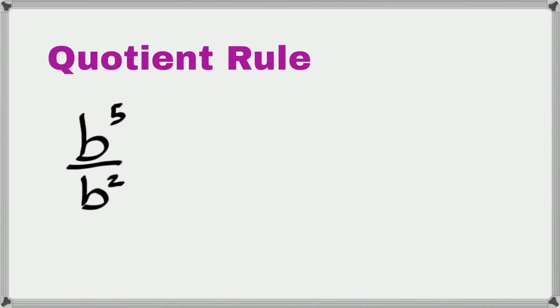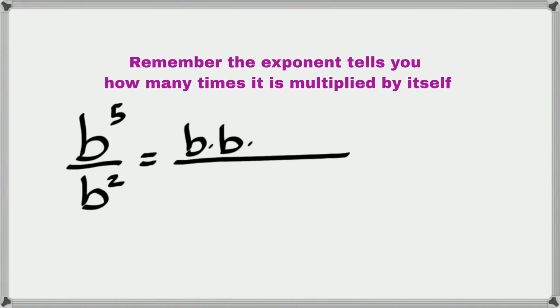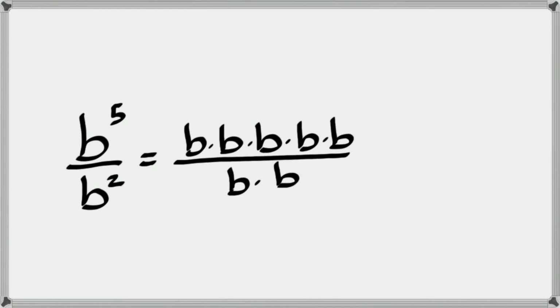B to the fifth divided by b squared is the same thing as creating a fraction bar and writing the same base as many times as the exponent is shown, in this case 5. On the bottom we have 2, and we have learned that when we divide by the same number, it will divide out to the number 1. So when we cancel out the common b's that we see on the top and on the bottom, we have a remainder.